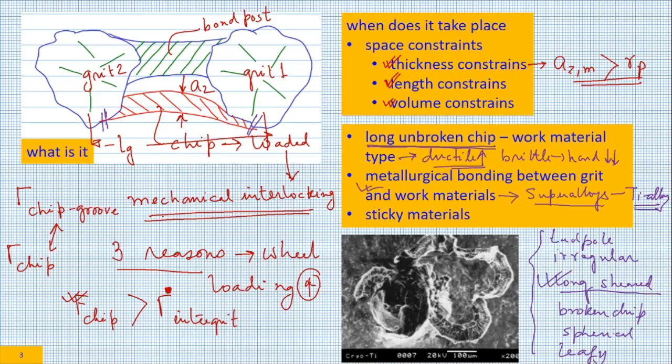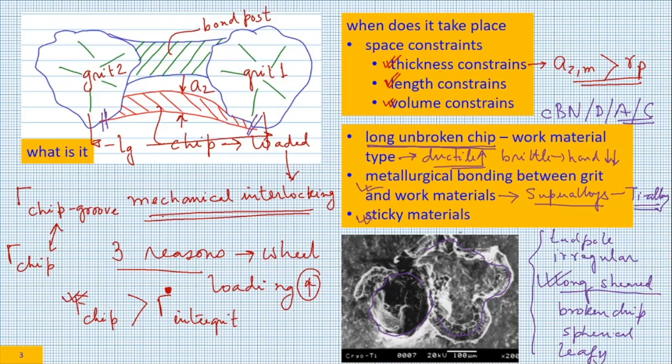Whether you are using CBN or diamond or conventional wheels, irrespective of that, this is the grit. As you can see, this is the chip which has adhered to the grit tip. So it hasn't gone to the intergrid space, but it has adhered to the grit tip. So this kind of adherence once again promotes wheel loading. In the next pass, possibly this chip will restrict chip formation and lead to more wheel loading.